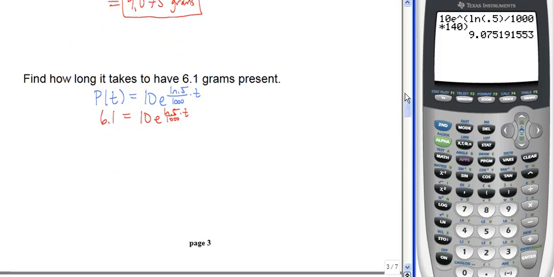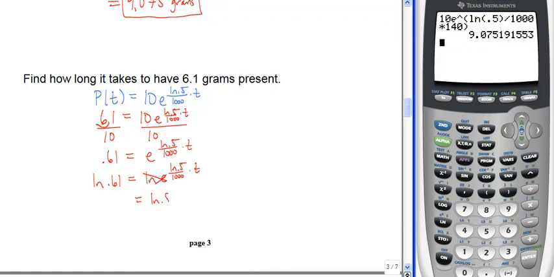So the first thing that I'd want to do, if I want to get at this t, I need to isolate my exponential, so I'm going to divide through by 10. And that's just going to shift this decimal one spot to the left. So this becomes 0.61 equals e to the ln of 0.5 over 1,000 times t. We're ready to take our ln's of both sides. That ln is going to cancel out my e, giving me ln of 0.5 over 1,000 times t.